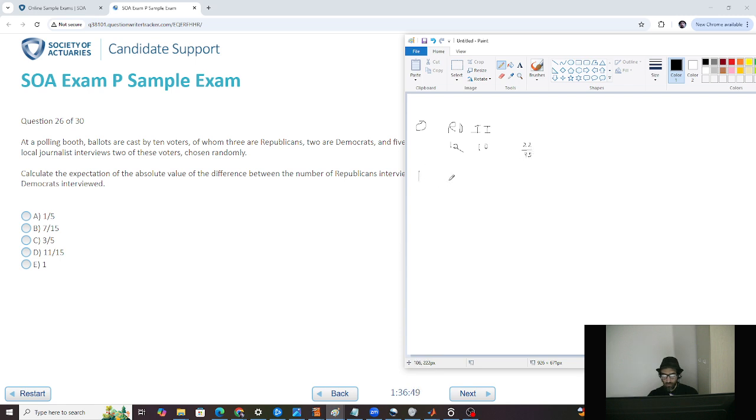For a 1, that's going to either be an RI or a DI. For a Republican and an independent, or well, I guess you could say it's just an independent and anybody who's not an independent, right? So that would be 5 times 5 if you do the independent first, or if the non-independent is first, also 5 times 5, right?